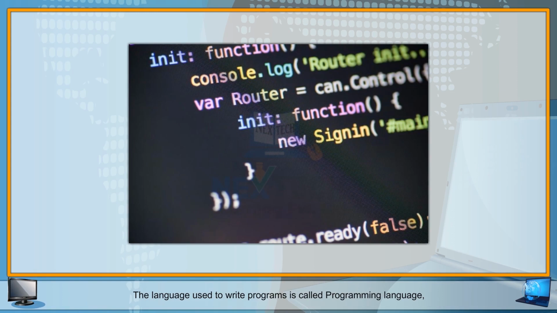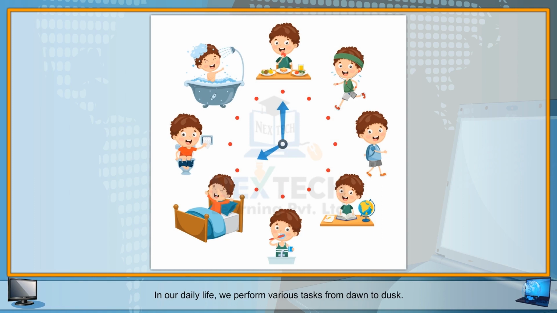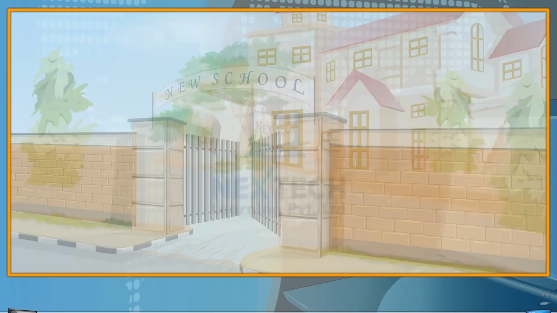The language used to write programs is called a programming language, and the person who writes these programs is known as a programmer. In our daily life, we perform various tasks from dawn to dusk. Any task that we perform includes various steps. Therefore, every task is completed in a step-by-step manner. Let us consider the following example to understand the concept of step-by-step programming.